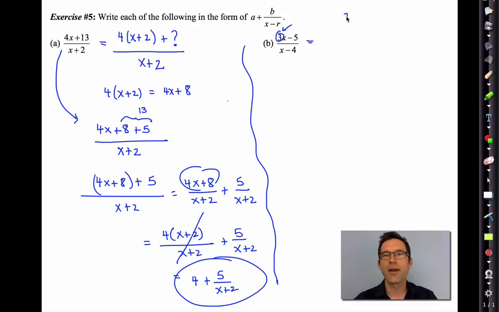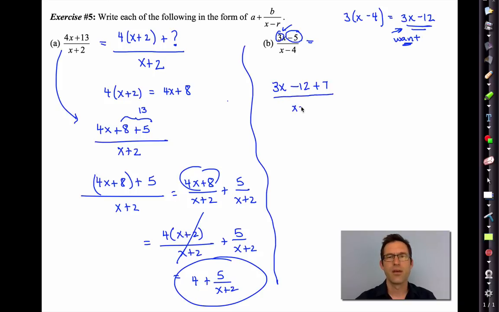All right, ultimately, I'd like somehow to have 3 times x minus 4 in the numerator, right? And that's 3x minus 12. So that's what I want. That's what I'd like to get. All right, so let's play around with that. Well, if I had a 3x minus 12 in the numerator, what else would I have to have so that I really had a minus 5? Well, it'd be a plus 7, right? So negative 12 and positive 7 is negative 5. And then I'd have the x minus 4 in the denominator.